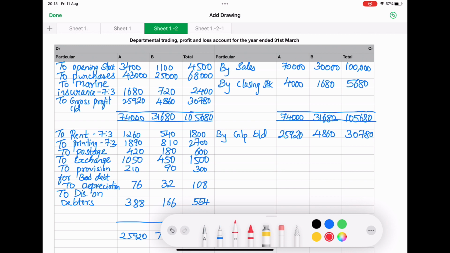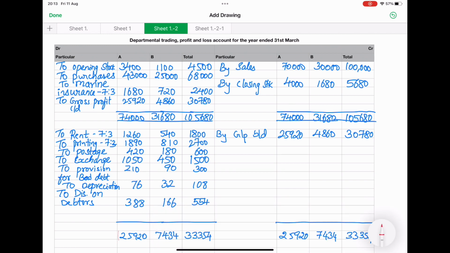I'll use this. Yes. So for department A, we are going to get profit. For department B, we are going to sustain loss because the credit side balance is very less in department B. So the answer will be 25,920 minus the above expenses, so net profit. If you minus it, we are going to get 8,572. So here nil, total will be the same 8,572. Here by net loss, this will be a balancing figure for both sides.